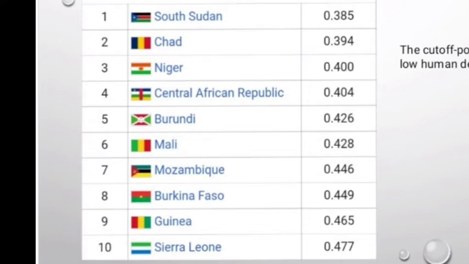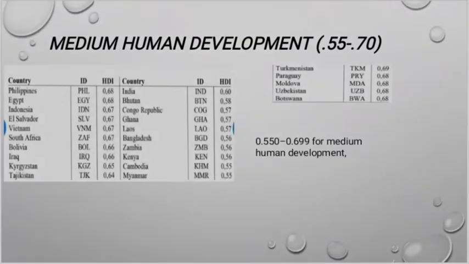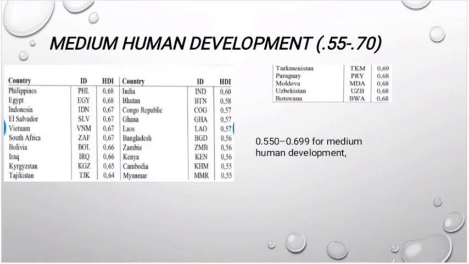The fourth is Central African Republic, which has an HDI of 0.404. The fifth is Burundi, which has an HDI of 0.426. The sixth is Mali, which has an HDI of 0.428. The seventh is Mozambique, which has an HDI of 0.446. The eighth is Burkina Faso, which has an HDI of 0.449. The ninth is Guinea, which has an HDI of 0.465. The last one is Sierra Leone, which has an HDI of 0.477.